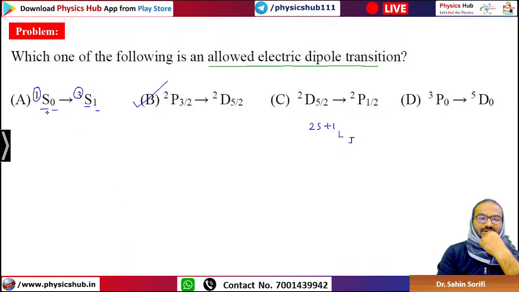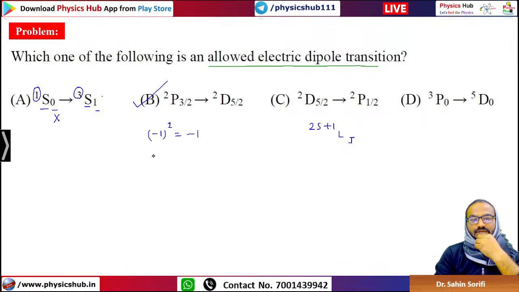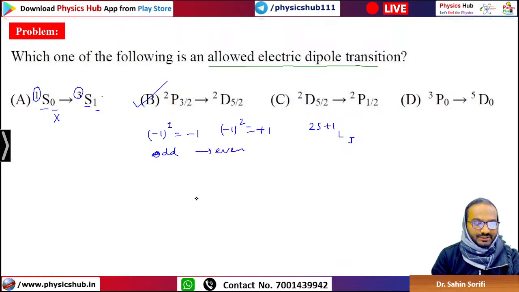Why is the first one not right? Because parity is not changing. In the first one, parity is not changing. In the second one, you see the initial parity is minus 1 to the power 1, and the final parity is minus 1 to the power 2 plus 1. So odd to even, so parity is changing.